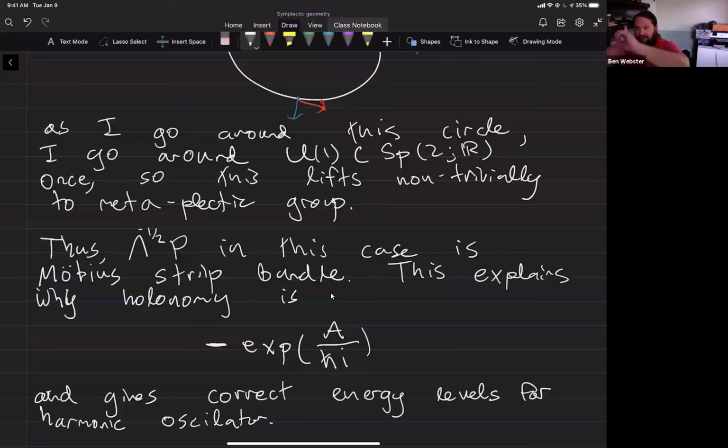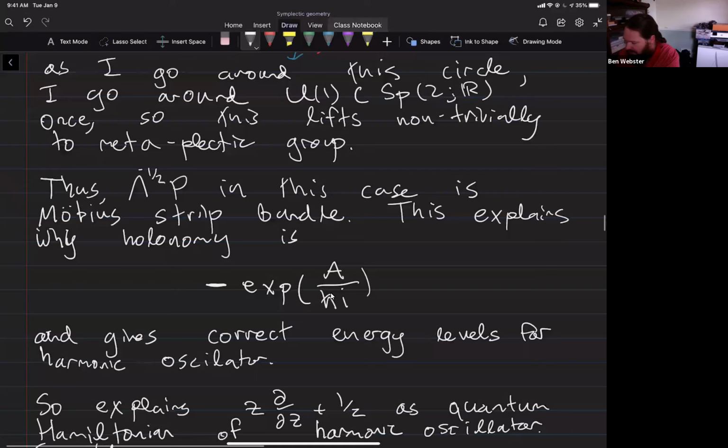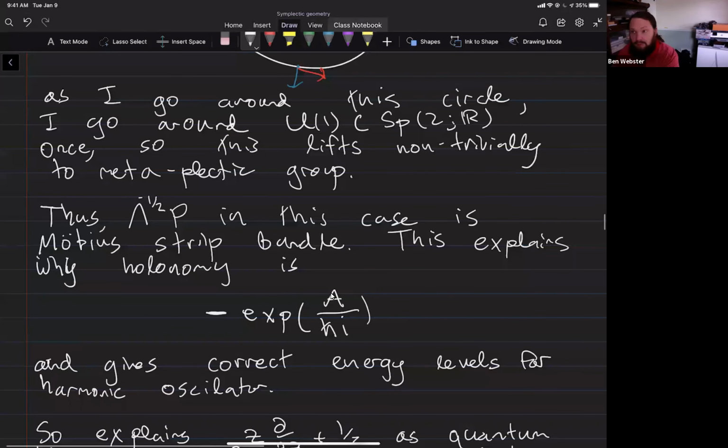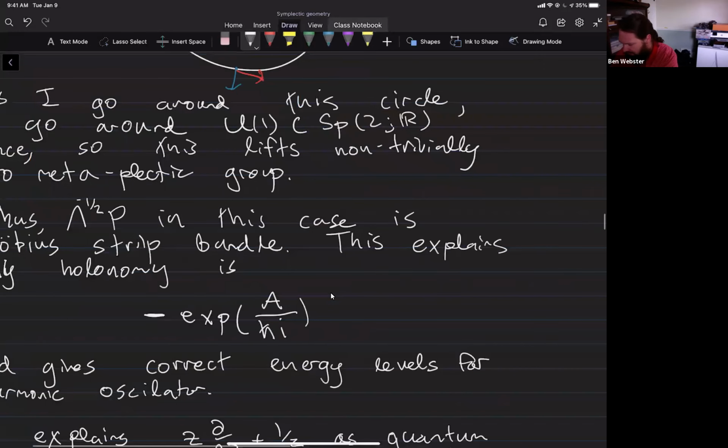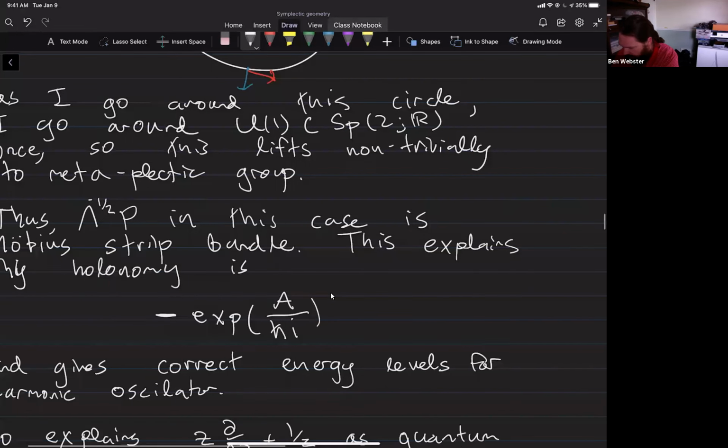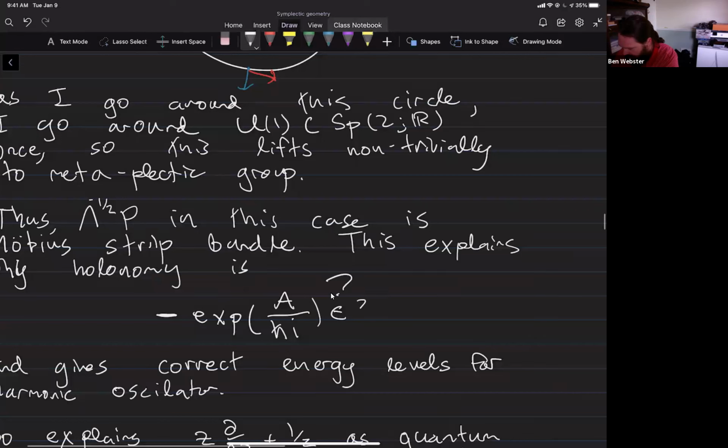The fact that if you take a half form and you translate it around the circle, you don't come back to the original, you come back to its minus. So when you do this, look at the values of A where this is an integer, or rather, the question is whether this is in 2 pi i times the integers.